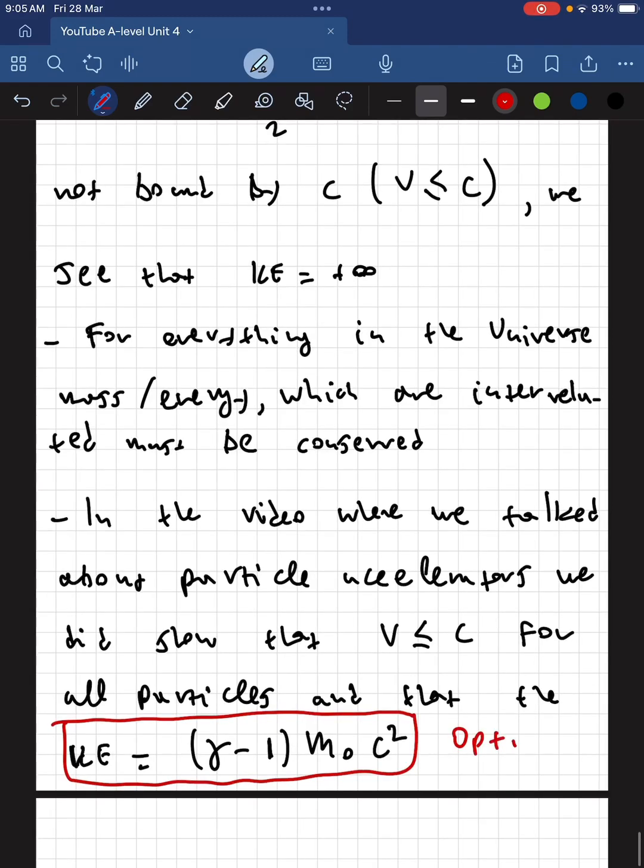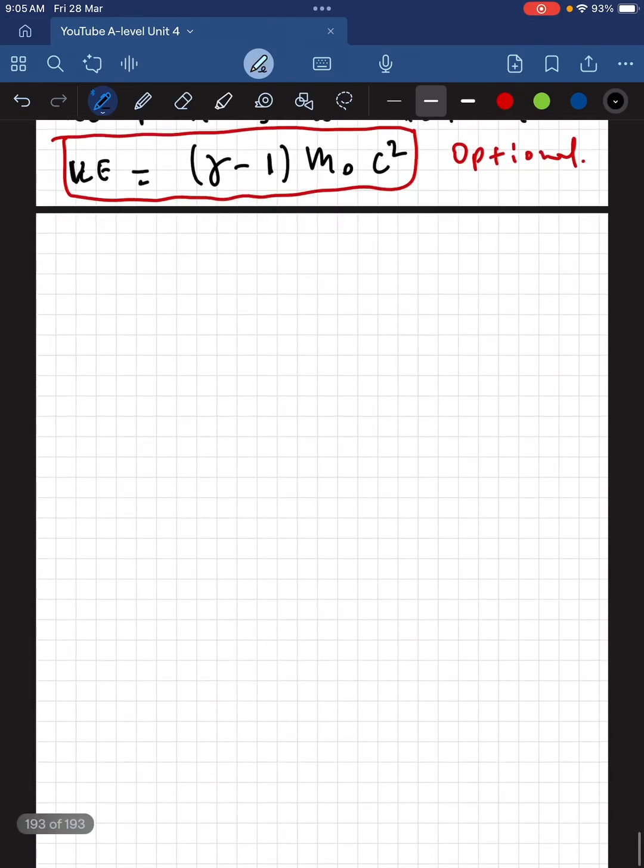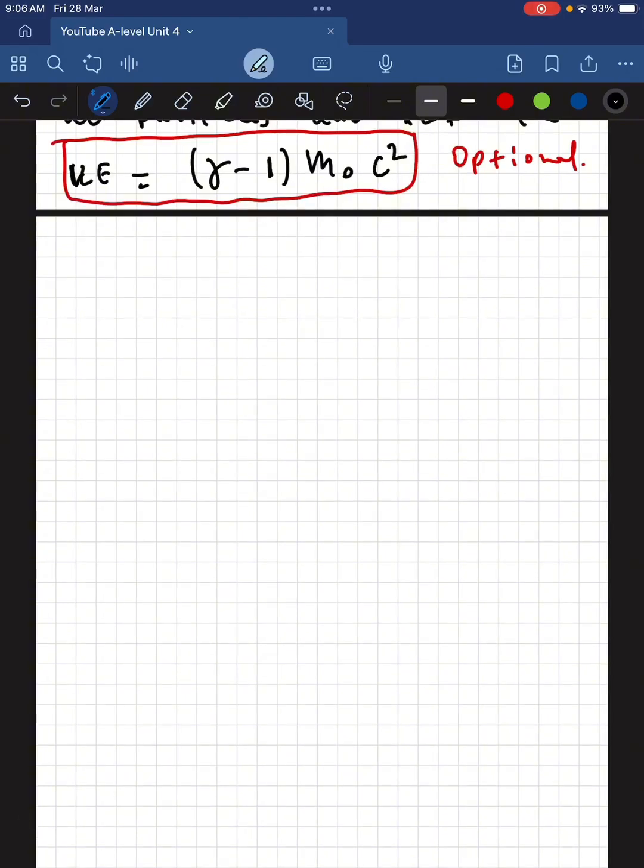This is not something that you need to know for A-level physics because this is a little bit advanced, but it does help in understanding what's going on. So before saying anything more about the kinetic energy, let's talk about what gamma is. Gamma is given by 1 over the square root of 1 minus (v over c) squared.